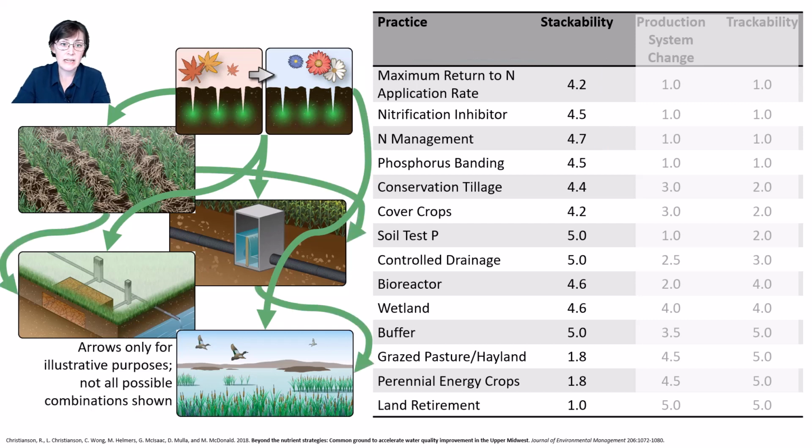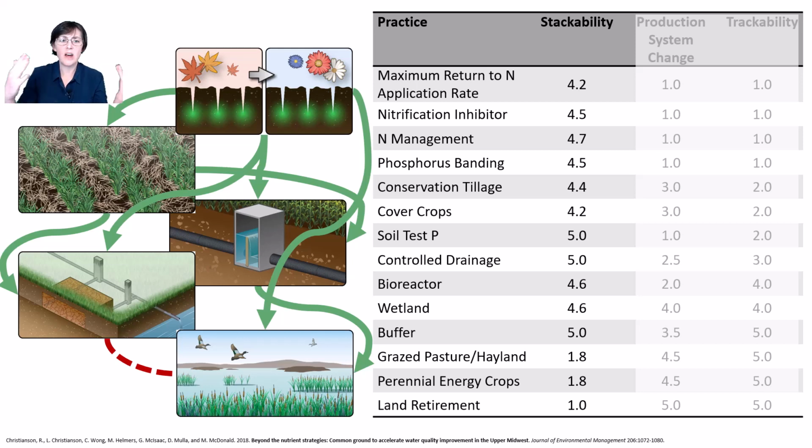The same goes for many other infield practices like cover crops, which also had a relatively high stackability score in our rankings. In fact, infield practices and edge of field practices often go hand in hand. That is why practices like bioreactors and wetlands also rank highly here. However, it's relatively unlikely a landowner would route drainage from a given acre to both a bioreactor and a wetland, for example. That's not impossible, just relatively improbable to pair those two specific practices for one drain field. So you see not all practices stack equally well with all other practices in all cases.